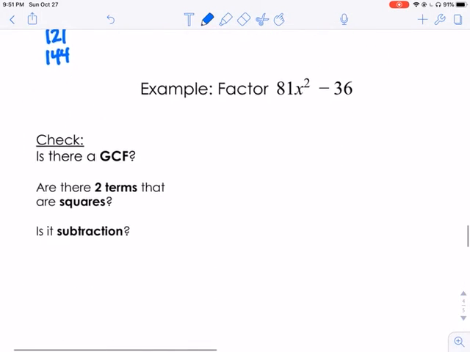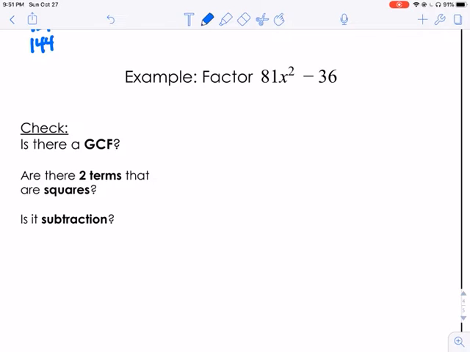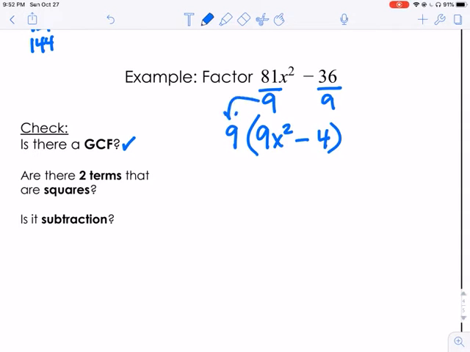So if we look, for example, at this problem here, this is our problem, 81x squared minus 36. The first thing we're going to check is, is there a GCF? In this case, there's nothing that I can divide out of those two. Oh, actually, I can divide 9 out. So I can take 9 out like this. So I would have 9x squared minus 4. I have that 9 on the outside there.